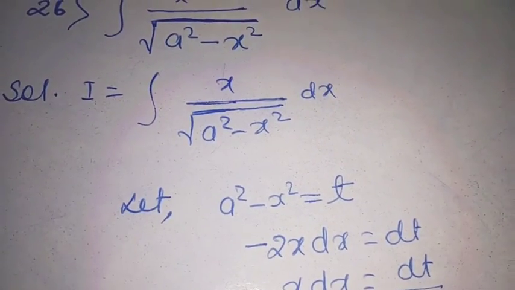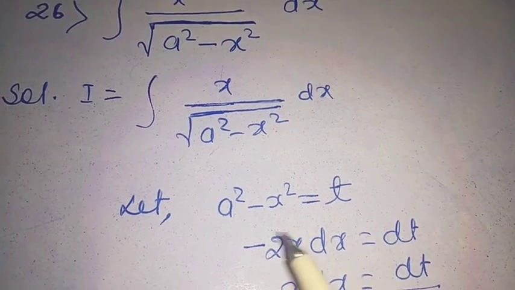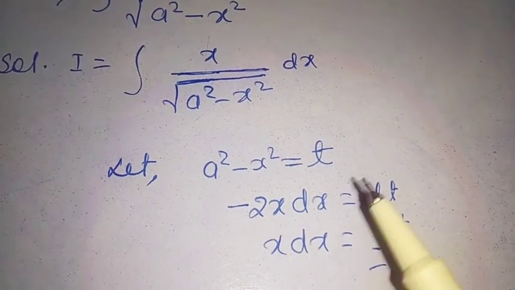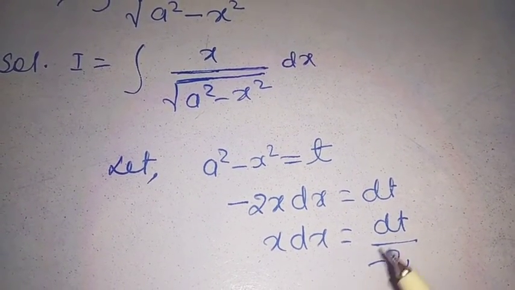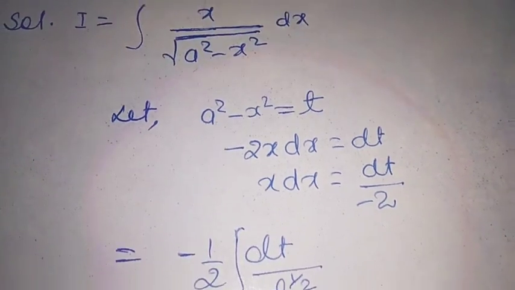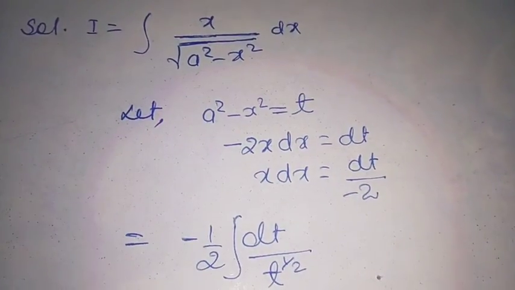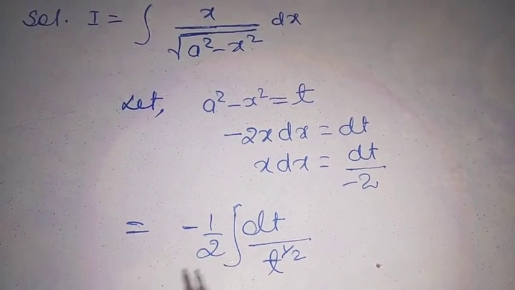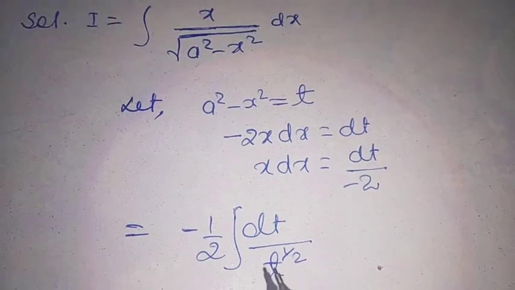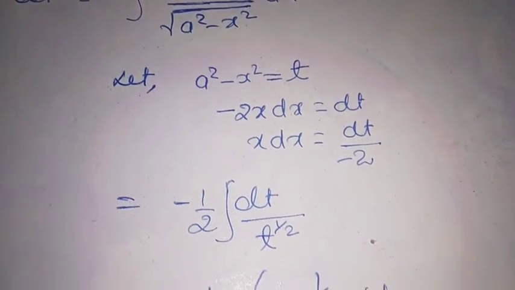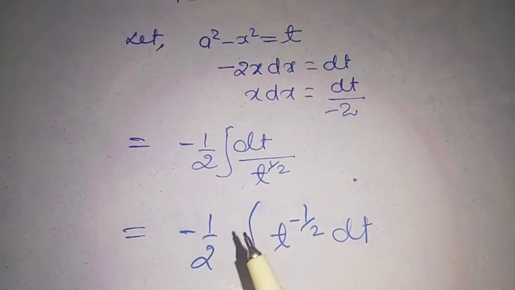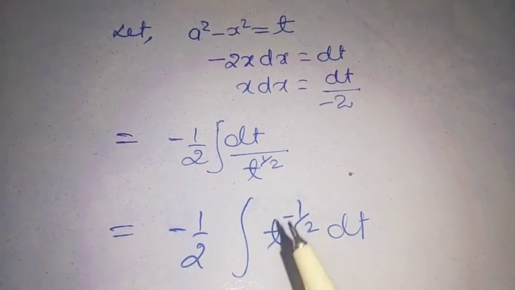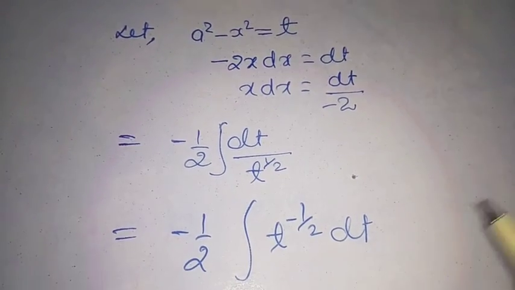So here when we differentiate both the sides, it will be minus 2x into dx is equal to dt, and we can write it as x into dx is equal to dt upon minus 2. So here we can write it in the form of t, so it will be minus 1 upon 2 into integration of dt upon t to the power half. So it can be written as minus 1 upon 2 into integration of t to the power minus half into dt.